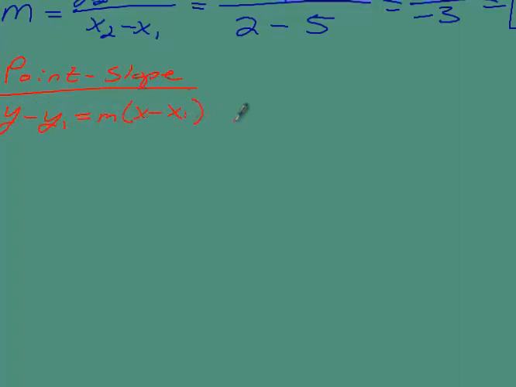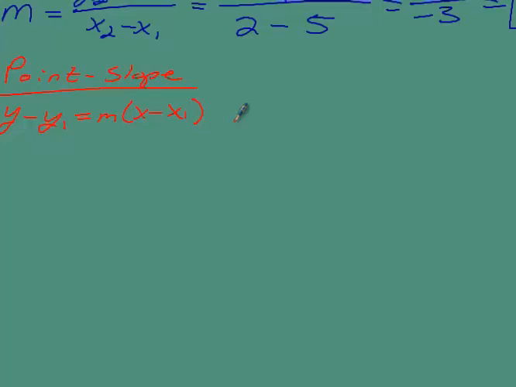Times x minus x1, right? Everybody okay? All right, so how many points do I have? I have 2. How many points am I allowed to use? 1. Does it matter which one I use? No, because both of those points are on my line, right? Because I used them to find slope. So it doesn't matter which one I use.